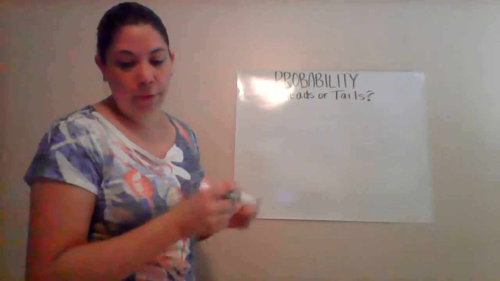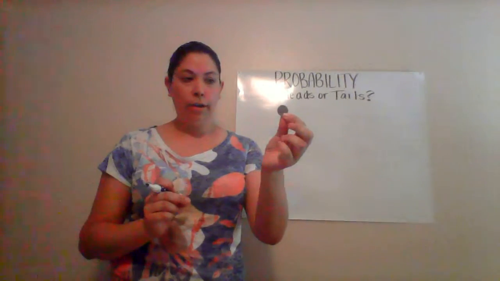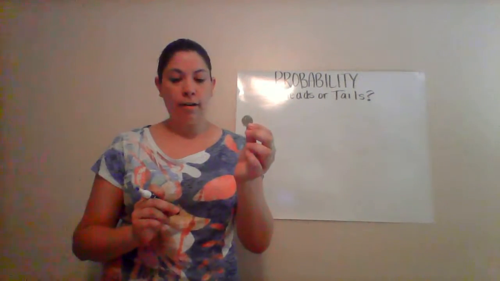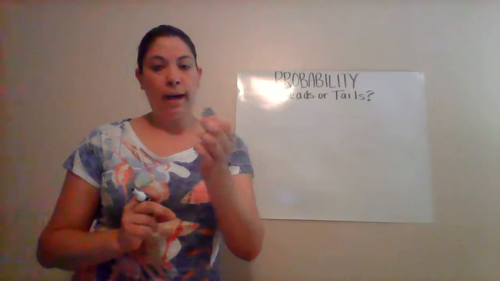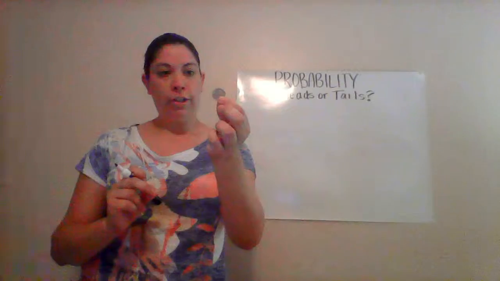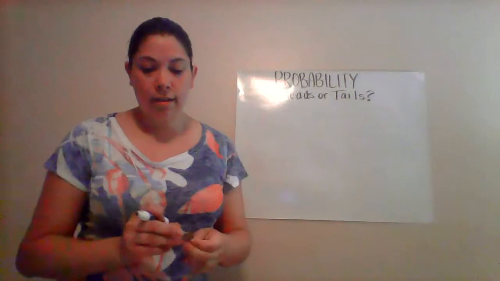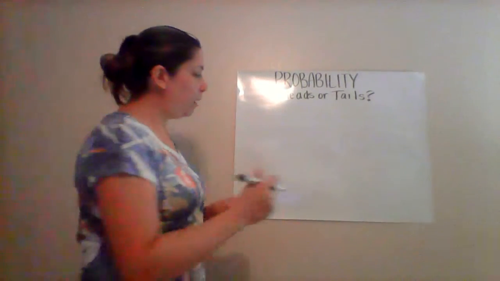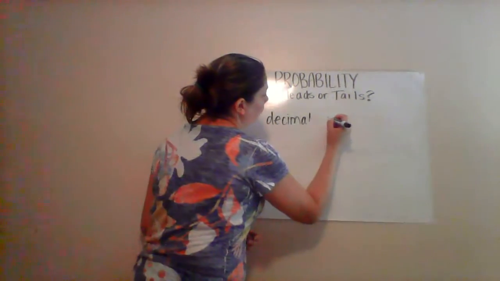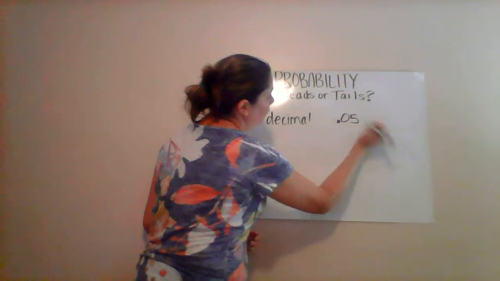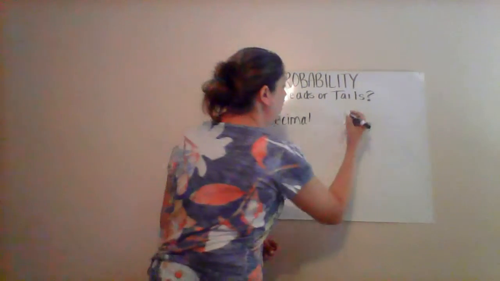If we had a coin, say a quarter, and you want to know what the chances are of it landing on heads when you're tossing it, there are 2 sides. You can have one chance of it being on heads, one chance of it being on tails. So as a decimal, we would write 0.5. Sorry, I said 0.05 by mistake. It's 0.5.